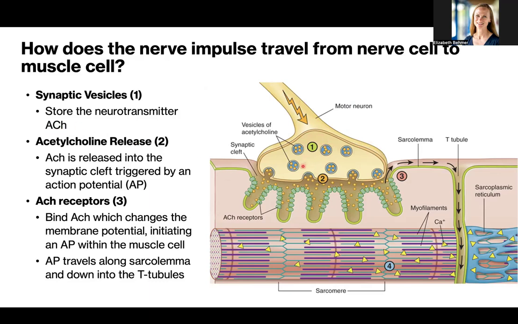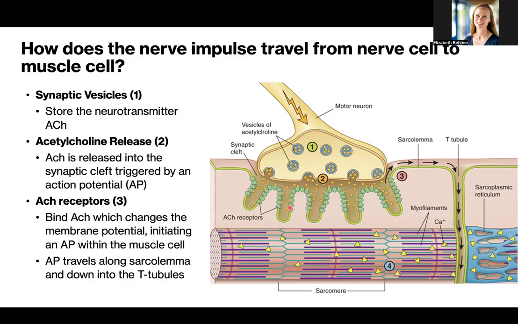And you'll see in your textbooks, acetylcholine is abbreviated ACH. Acetylcholine will be released into the synaptic cleft, which is the space between the motor neuron and your muscle fiber. Acetylcholine release is triggered when that action potential reaches the end of your motor neuron. So acetylcholine gets released from the synaptic vesicles, travels across the cleft, and then binds to acetylcholine receptors on the sarcolemma, the plasma membrane of your muscle fiber.